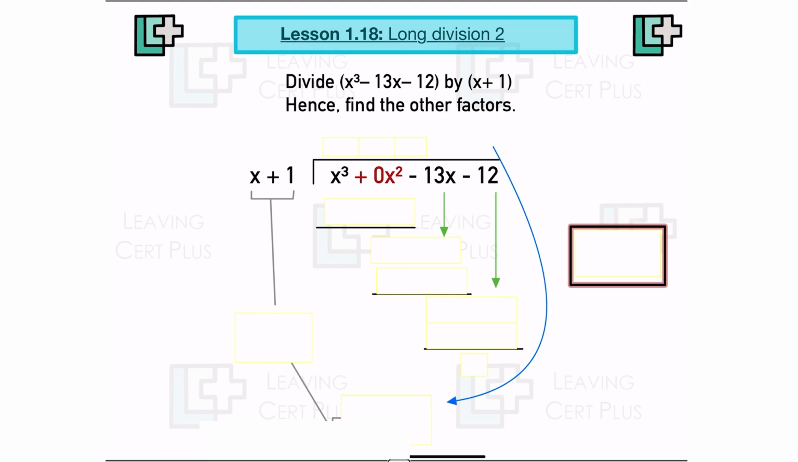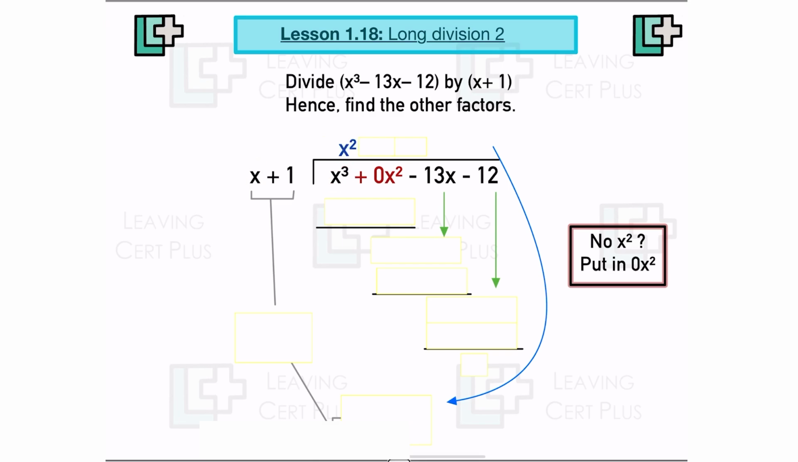And basically what this is doing is leaving space in this column for your x squareds, because you're going to get some x squared. So your first key take home, if you're not given an x squared, put in a 0x squared in a cubic function. And after this, it's just regular long division. So it's this x here, what you need to multiply that by to get the x cubed. Your answer is x squared.